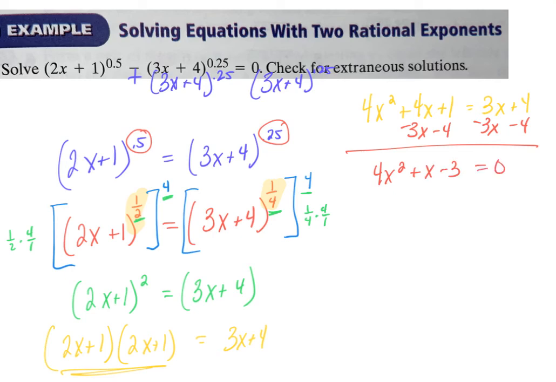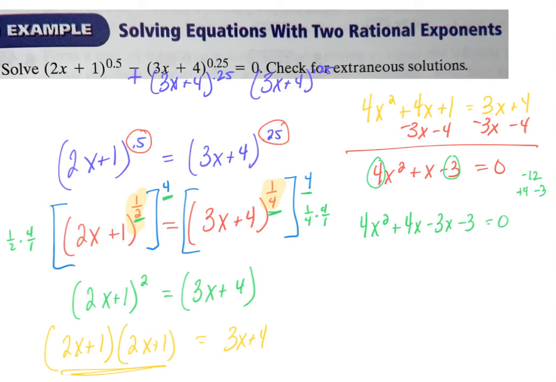A couple ways to factor this. You can multiply the first and the last. Y'all remember that? If I multiply the first and the last, 4 times 3 is going to give me negative 12 specifically. Factors of negative 12 that add to give me 1. What is that going to be? Positive 4, negative 3, right? So I'm going to say 4x squared plus 4x minus 3x minus 3 equals 0.